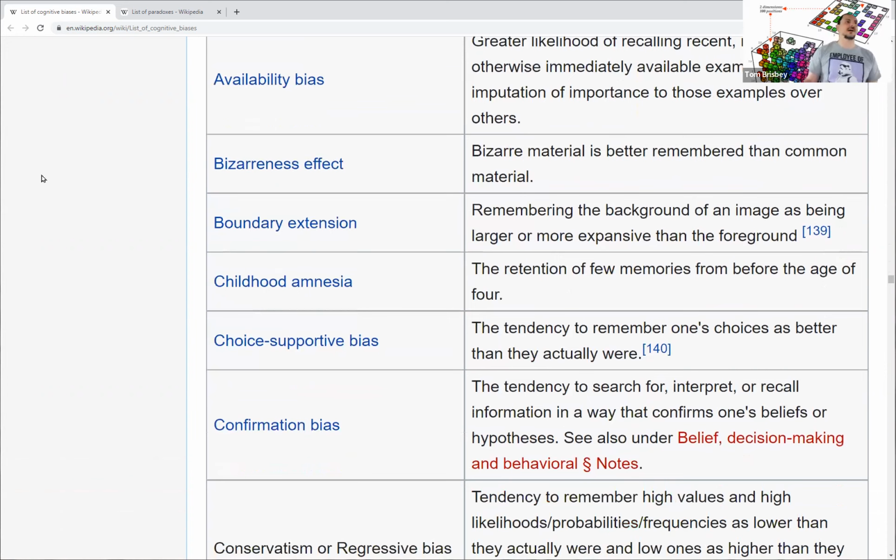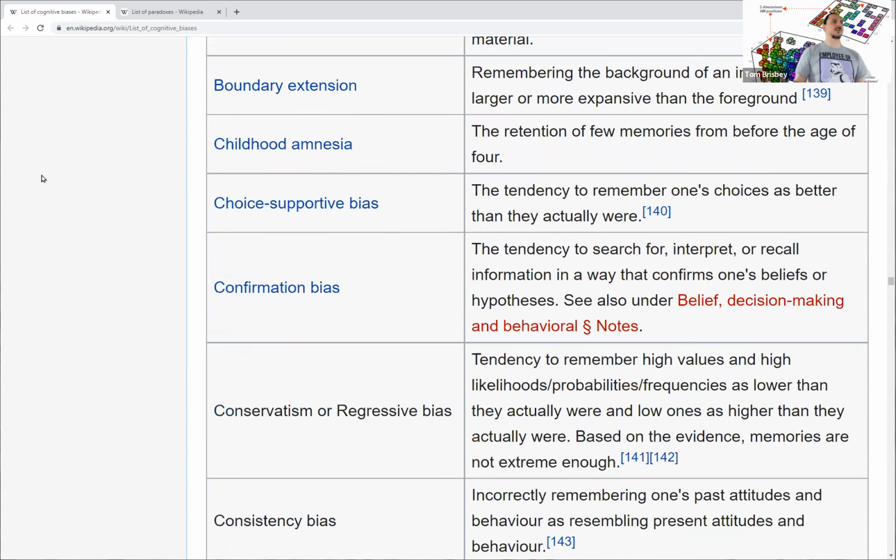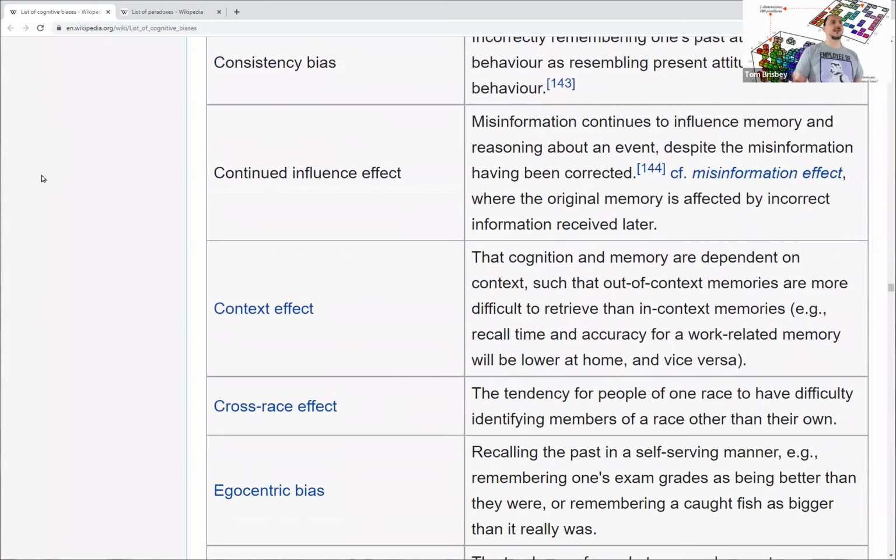The bizarreness effect. Bizarre material is better remembered than common material. I use that. You get somebody's attention if something is bizarre but harmless. Boundary extension. Remembering the background of an image as being larger and more expansive than the foreground. Yeah, you have to keep your scales relative.